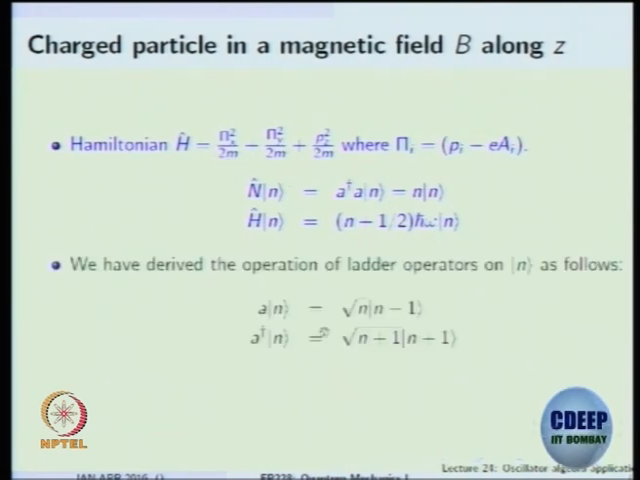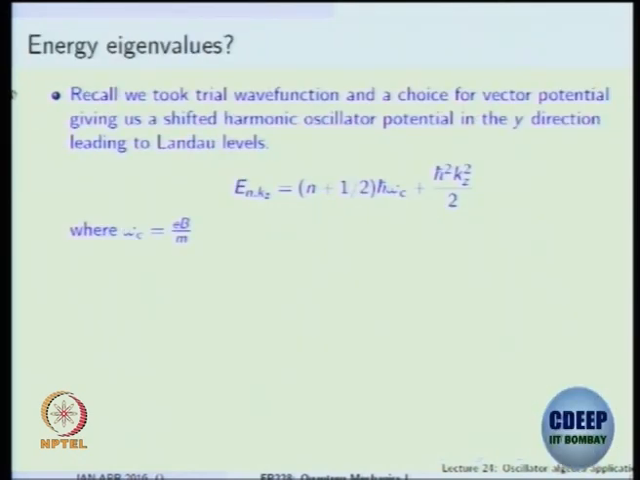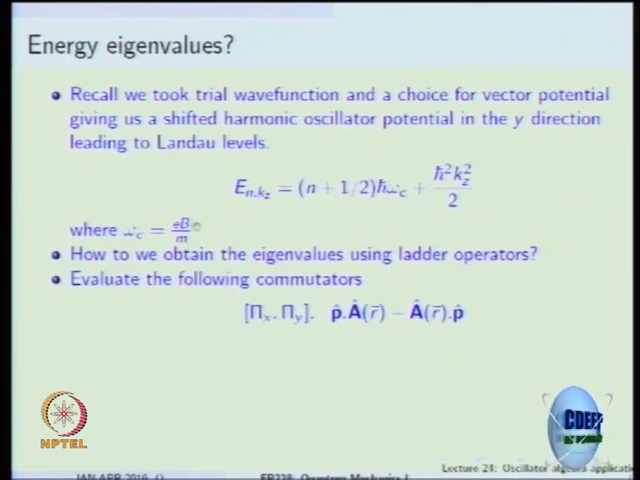So, the ladder operators in any harmonic oscillator have this property, as I have already discussed. And in one of the earlier lectures, I explicitly went through a trial wave function and a choice of a vector potential and derived the energy spectrum, which has the frequency we call the cyclotron frequency, and it is like a free particle along the z direction. So, this is what we called Landau levels. How do we obtain such energy eigenvalues using the ladder operators which we saw in the harmonic oscillator?